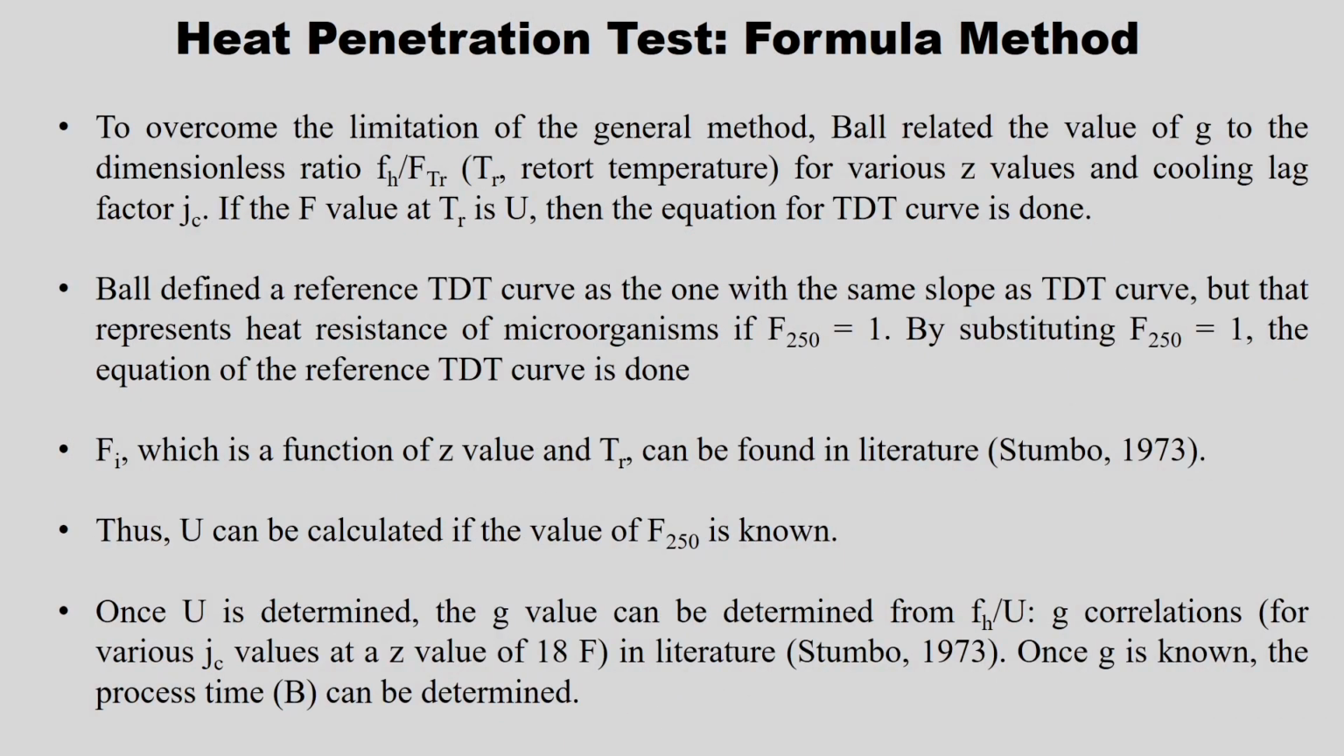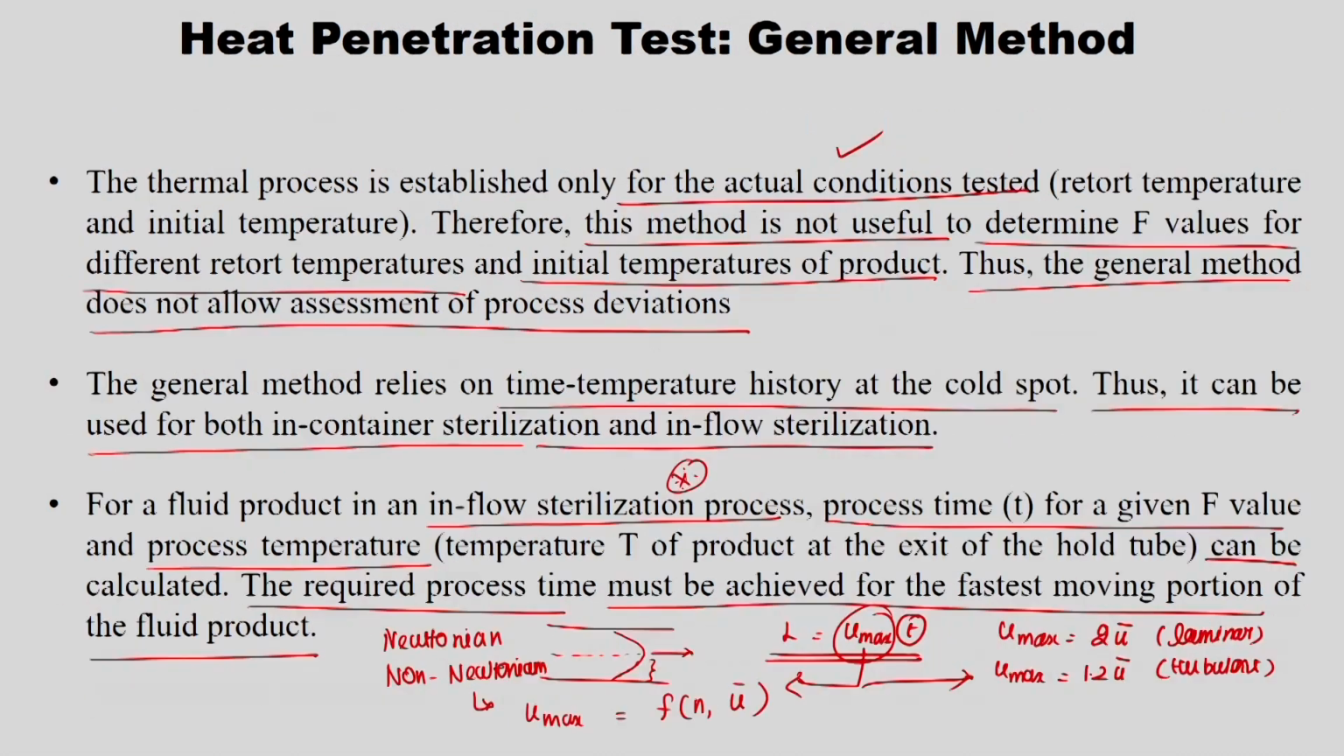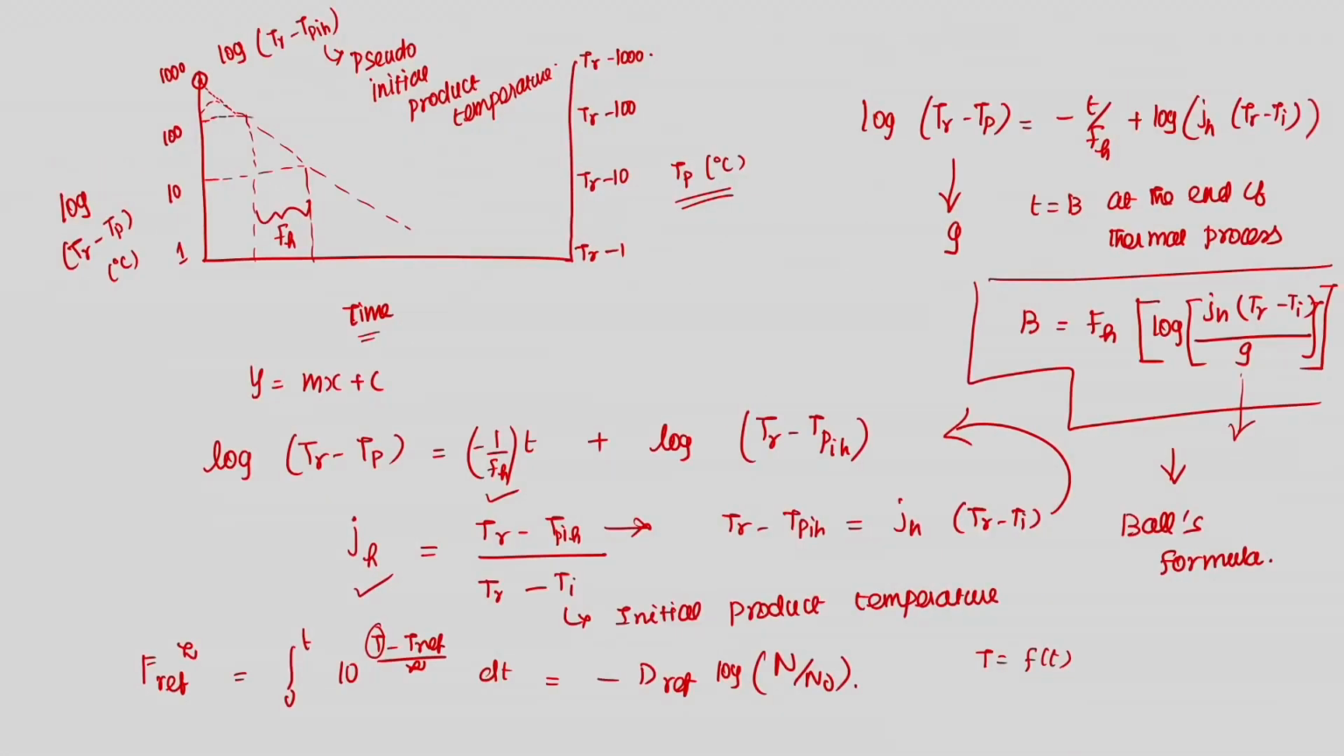So, the formula method, which Ball introduced, I have already derived here. So, B from the heat penetration test. In the general method, we just take T as a function of time and substitute it in the lethality rate, and from there we calculate the F value. But in the formula method, Ball derived a formula just to avoid this process, because the general method has a limitation and I cannot apply it generally. So, that is what he came up with as the formula method.